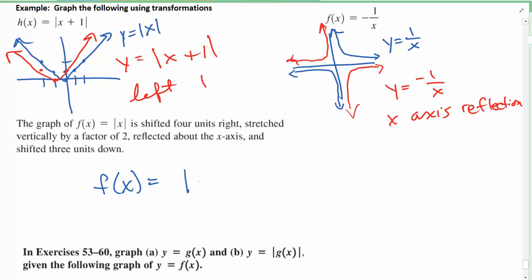So we start here with x. If we want to shift it 4 units to the right, we're going to do a minus 4. If we want to stretch it vertically, we put the factor on the outside. To reflect about the x-axis, we'll put a negative right out here. And then shifted down 3 units, we'll do minus 3.